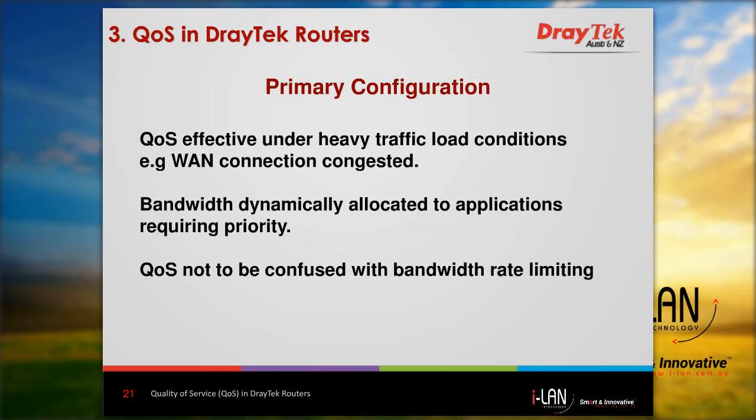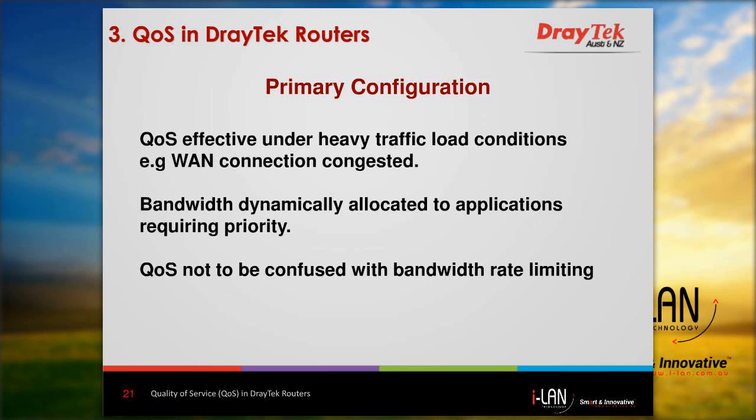And in DrayTek Routers, the primary configuration of quality of service is effective under heavy traffic load conditions. So, for example, if the WAN connection becomes congested, then the data requiring priority has to compete with other data. With DrayTek, it'll dynamically allocate the required bandwidth for high priority data. I'll go through some of the configuration options later.